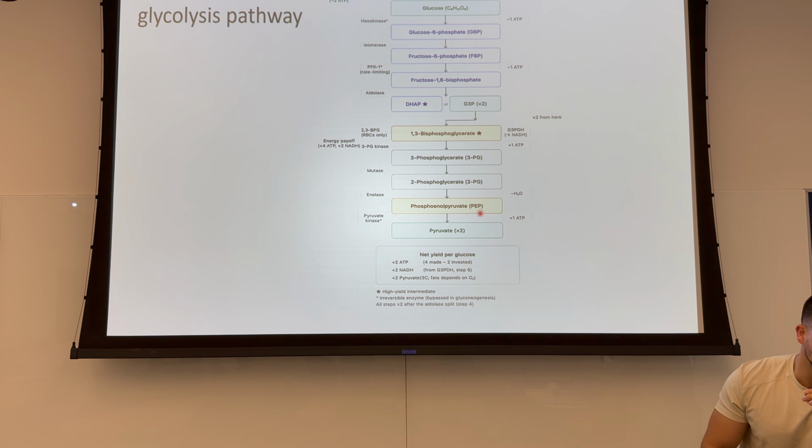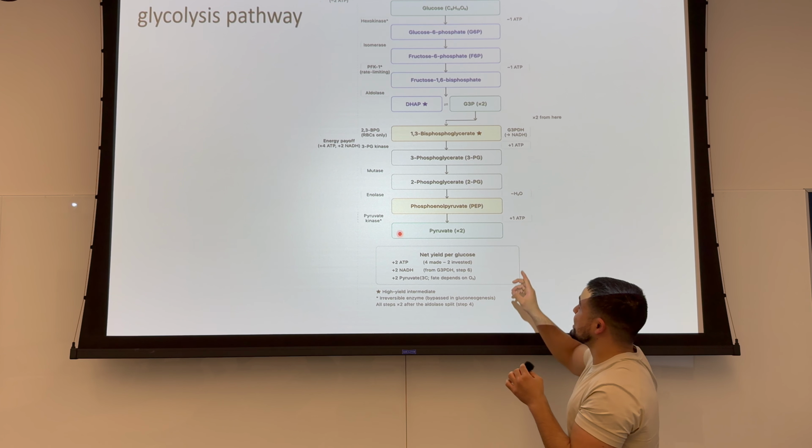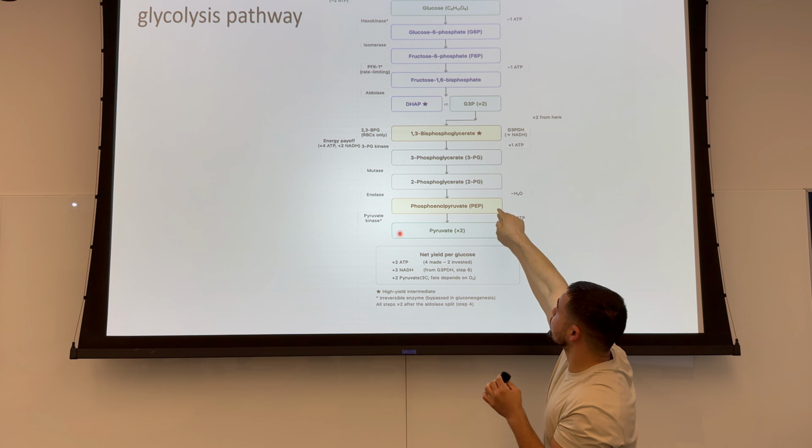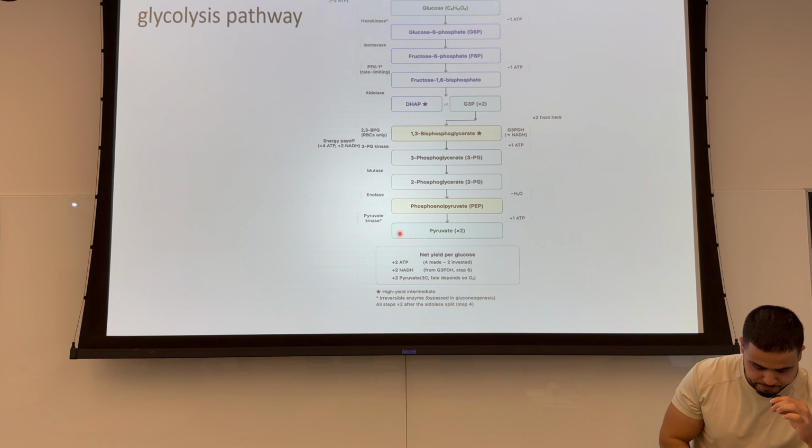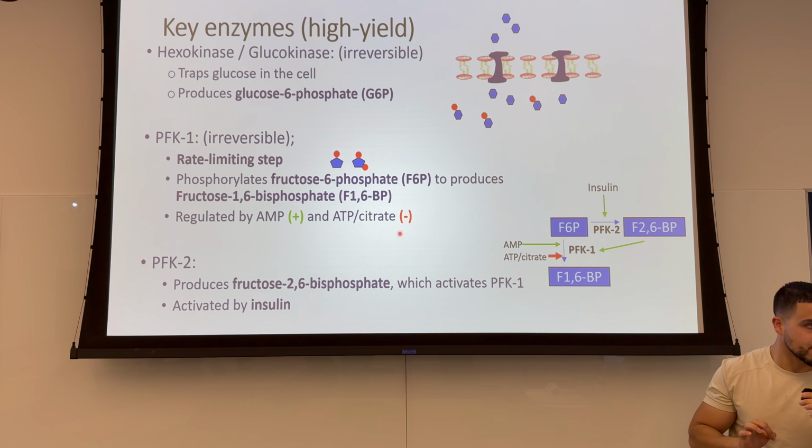And then you convert that using pyruvate kinase into pyruvate, again, generating another ATP. So because this runs twice, you get 4 ATPs total and 2 NADHs. All right, now let's talk about the high-yield enzymes.